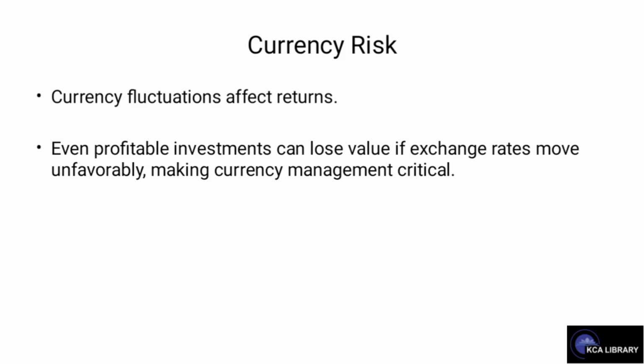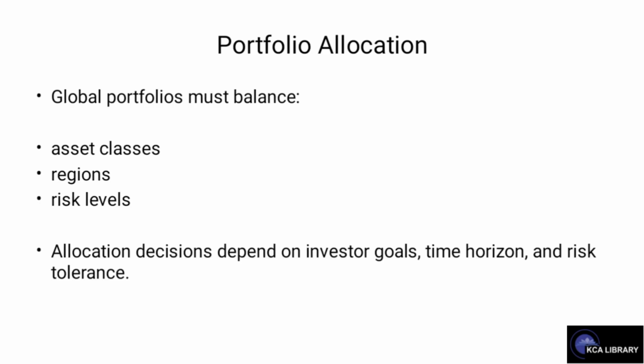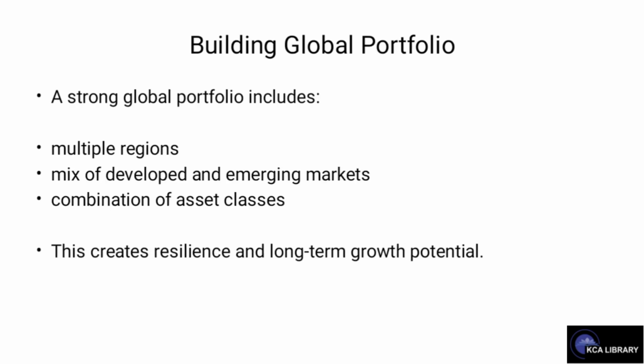Let's look at currency risk properly. This is when currency fluctuations may affect return. Even profitable investments can lose value if exchange rates move unfavorably, making currency management critical. We have looked at portfolio allocation before. Now, global portfolios must balance the asset classes, the regions, and the risk level. Allocation decisions depend on investors' goals, time horizon, and risk tolerance.